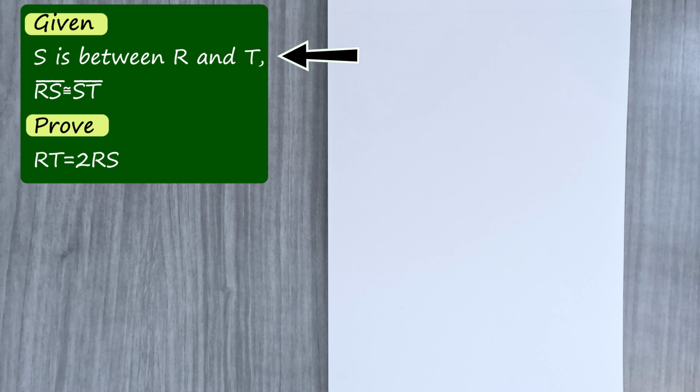So this is our situation. We're given that point S is between point R and point T. And we're also given that line segment RS is congruent to line segment ST. And we're told to prove that the length of RT equals 2 times the length of RS. So twice the length of RS.